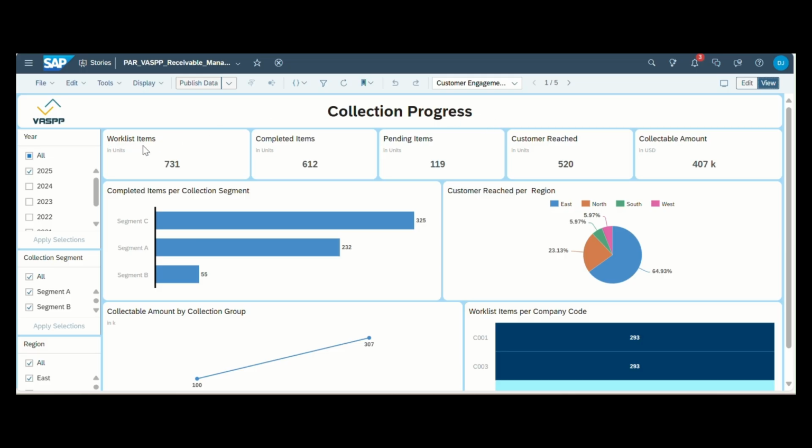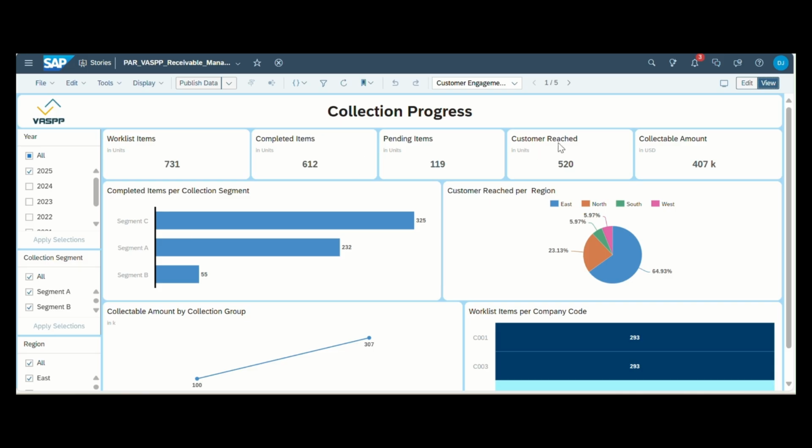At the top, we begin with work list items, 731. This is your starting point, the snapshot of effort pending. If this number is high, it may mean backlog, resource gaps, or delays in follow-ups. Next, we see completed items, 612. This tells us how much ground the collections team has already covered, a direct measure of execution strength.